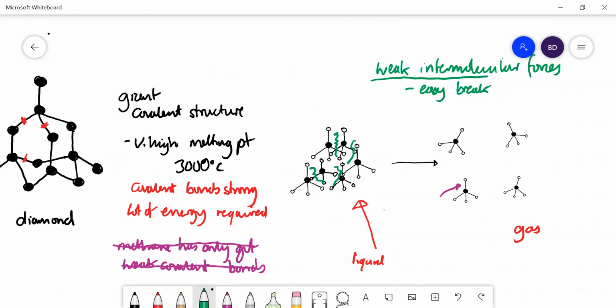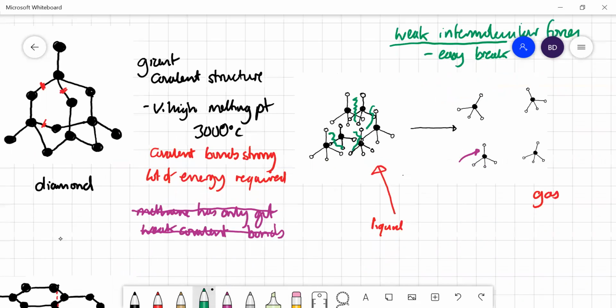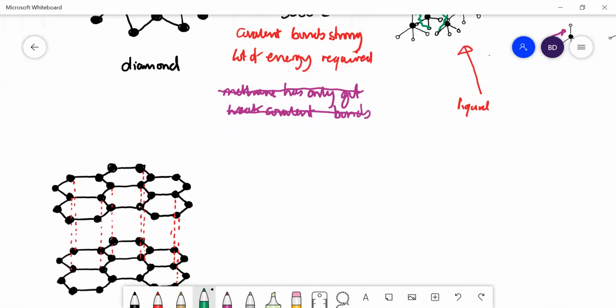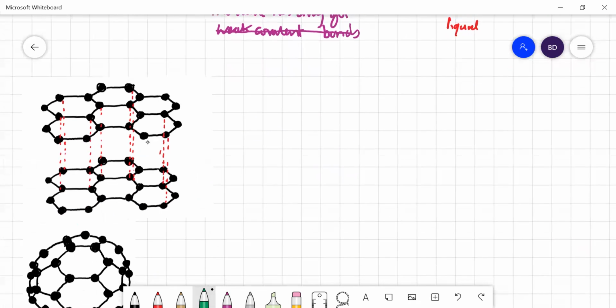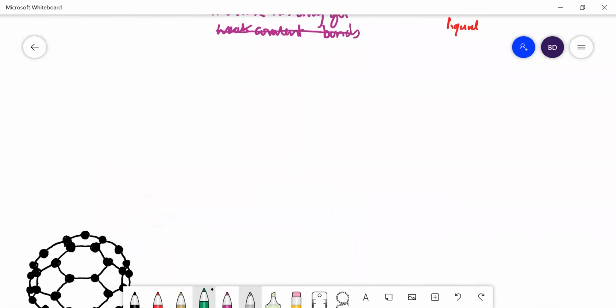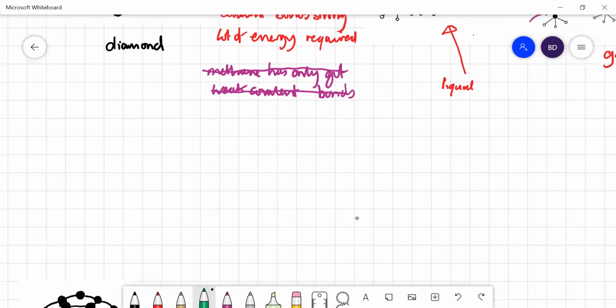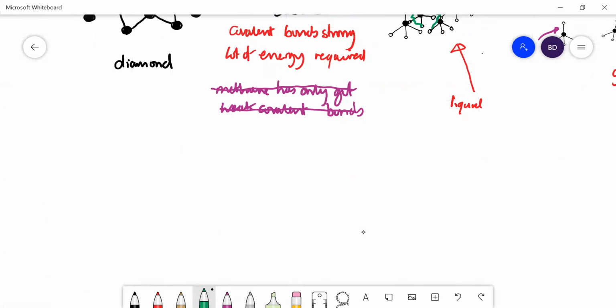So let's do a little side-by-side comparison. I'll talk about what that thing is in a minute. Those two things there are other forms of carbon, which you probably recognize. We'll talk about them in a bit. But let's just do a comparison of giant covalent and simple covalent.